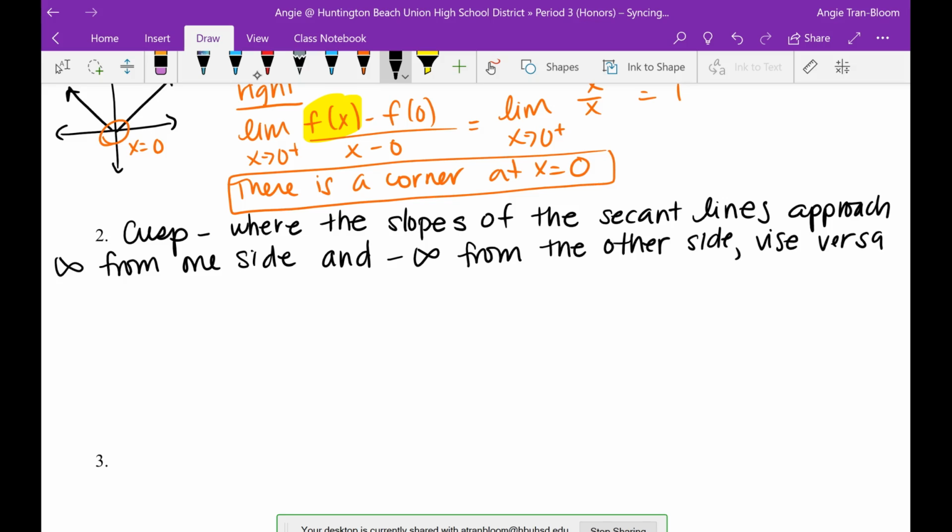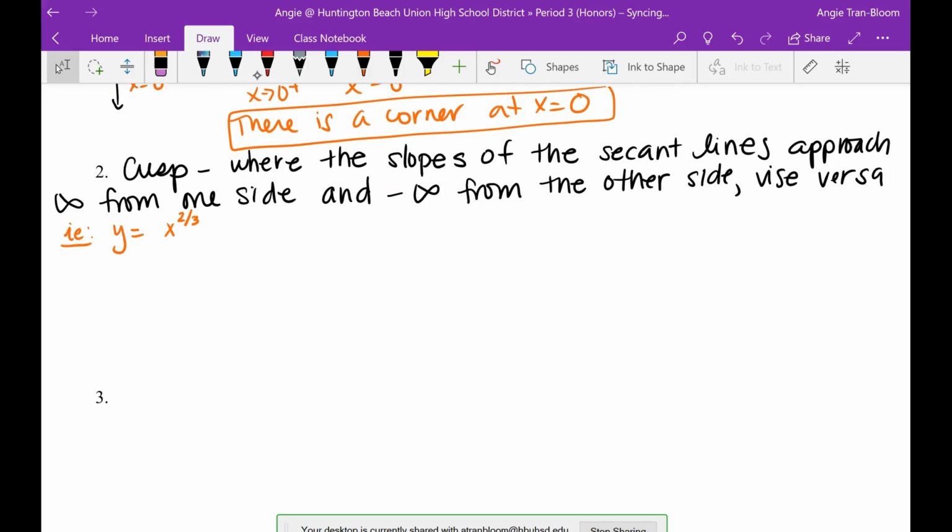So, I'm going to give you an example. Here we go. Something super easy to understand: y equals x to the 2/3 power. Some of you deal with fractional exponents better in radical form. So if you were asked to write this in radical form, how would you write that?